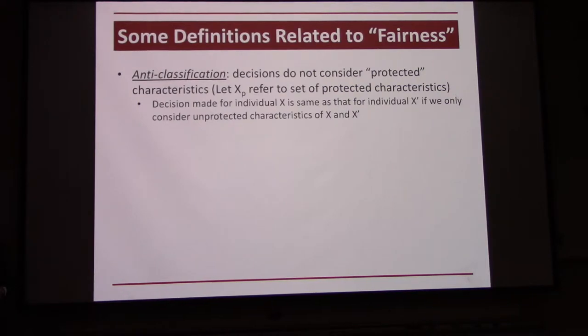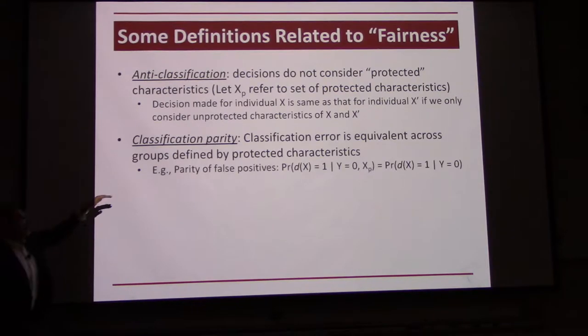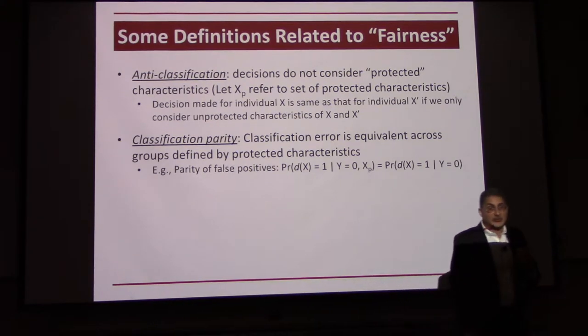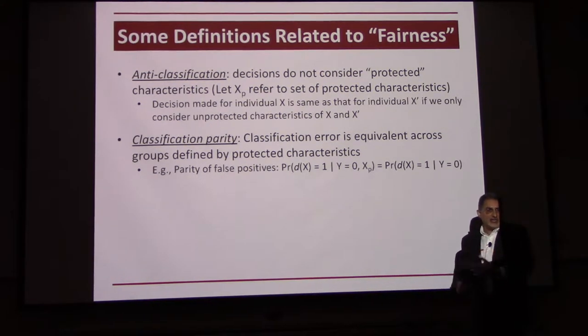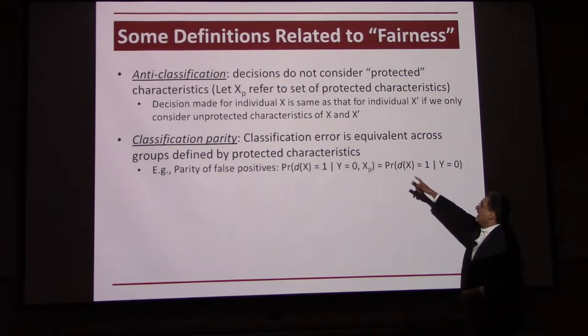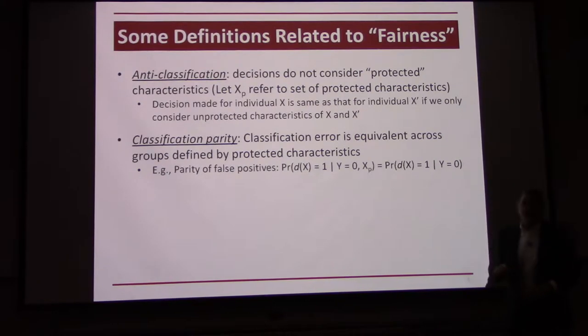That's anti-classification. Okay. Then there's classification parity. What classification parity says is that your error across the groups, when you make an error, right, you say someone should have been denied bail, but they really should have been granted bail, that error is equivalent across groups defined by protected characteristics.